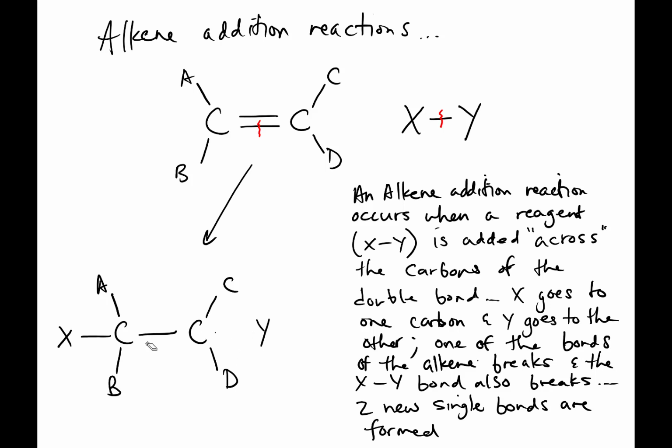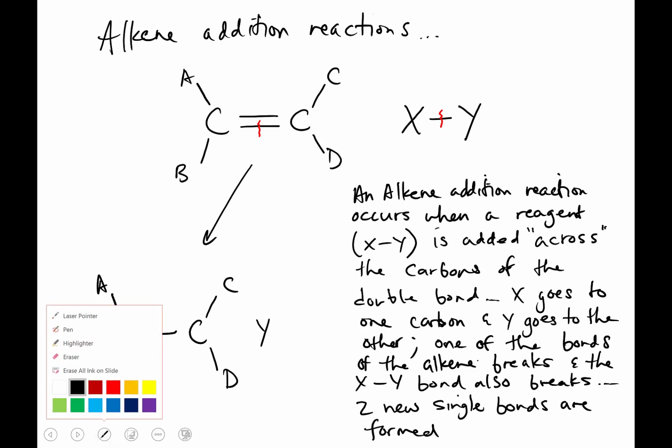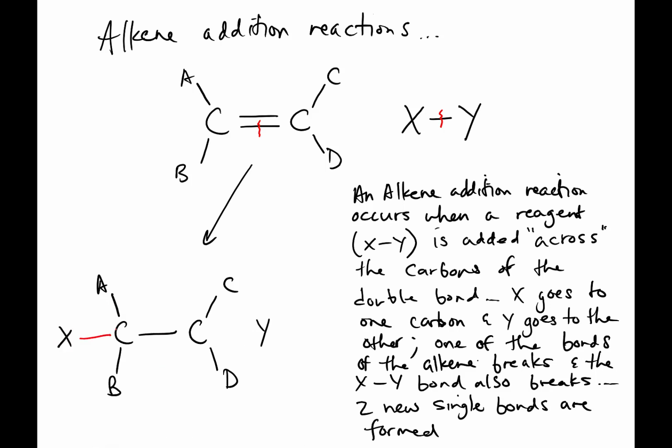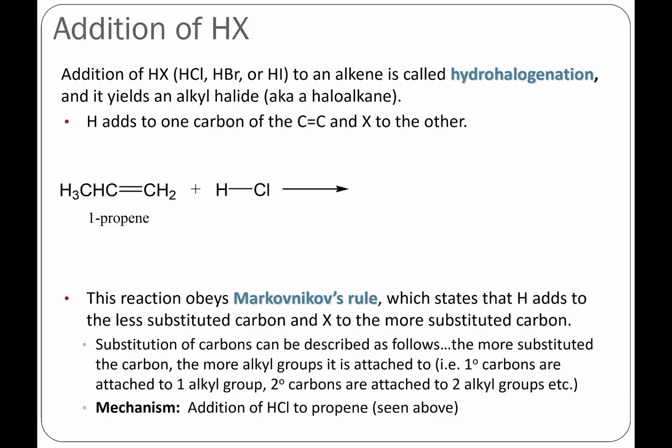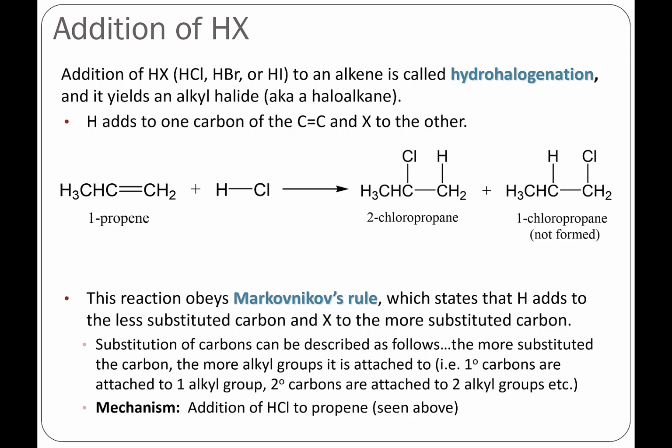And we can actually write those in red since we cut the other ones in red. So there's our new single bonds, again, the carbons of the original alkene. So that's just sort of generically what an alkene addition reaction is, and it's helpful because now we're looking at a specific one. We call this hydrohalogenation, and I think it'll be clear what's going on, and I can color code this as well.